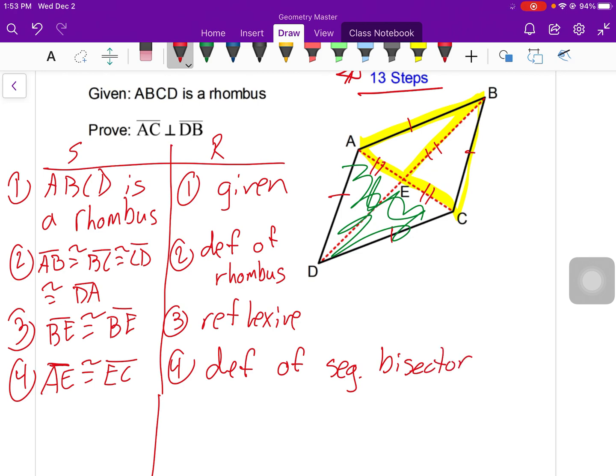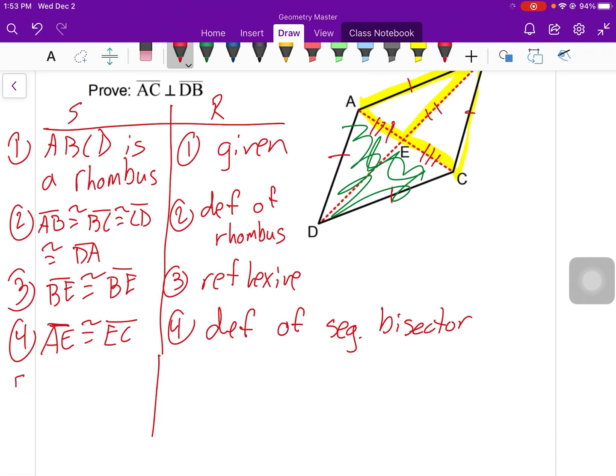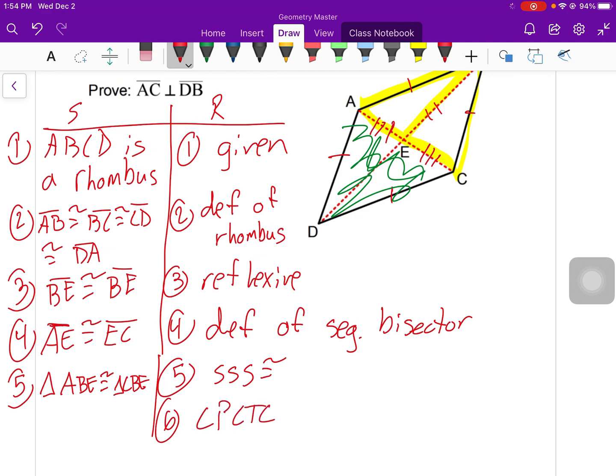Right? Or you could write diagonals of a parallelogram bisect each other, so diagonals of a rhombus bisect each other. That would be perfectly fine as well. I should have marked that with 3 tick marks. So now I've got 3 sets of sides. So triangle ABE is congruent to triangle CBE by side, side, side congruence. So step 6 is CPCTC.